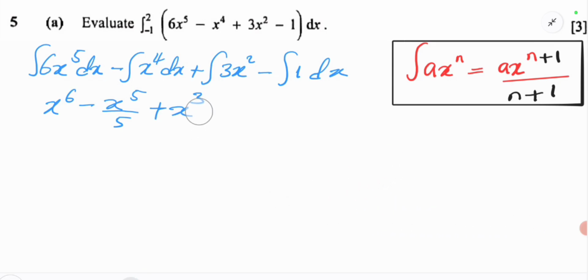So here where there's the integral of 1 dx, we just replace that with x. Once we are done with that, I'll put my limits now. So here we have -1. On top there we have what? 2.